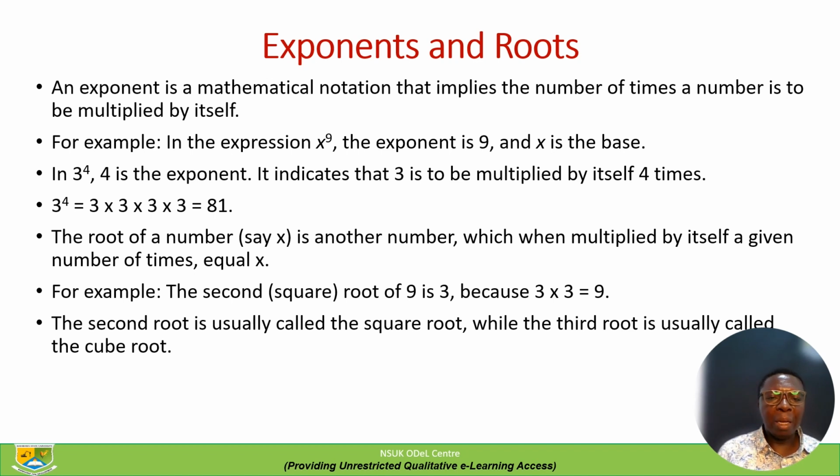The root of a number, say x, is an unknown number which, when multiplied by itself a given number of times, equals x. For example, the second root, which is the square root of 9, is 3, because 3 times 3 is 9. So if you put 3 to the power of 2, that means 3 times 3 is 9. If I put 3 to the power of 4, it will be 3 times 3 times 3 times 3. The second root is usually called the square root, while the third root is usually called the cube root. Are we together?